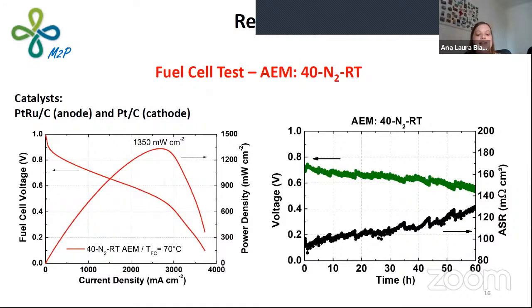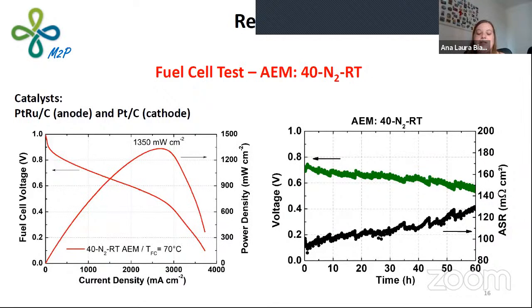In this last slide of ETFE membranes, I show the beginning-of-life AEMFC test for the membrane for which we got the best results. And you can see the power density obtained is very high, comparable to the PEM fuel cells. And also the in operando stability showed very good stability in 60 hours compared to other works. It's far away from PEM fuel cells yet, but compared with other AEM membranes, it's a good result.